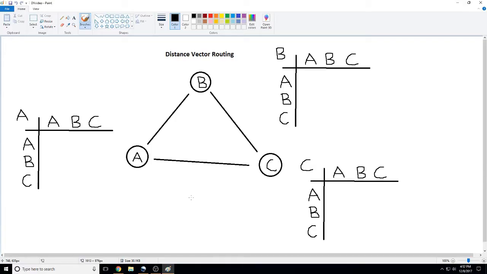Intra-AS routing has two protocols: Open Shortest Path First, or OSPF, and the Routing Information Protocol, or RIP. Routing Information Protocol is a protocol that uses the distance vector routing algorithm. In this example, I will walk you through and demonstrate how distance vector routing works. Distance vector routing uses the Bellman-Ford equation to calculate the least cost path between nodes.